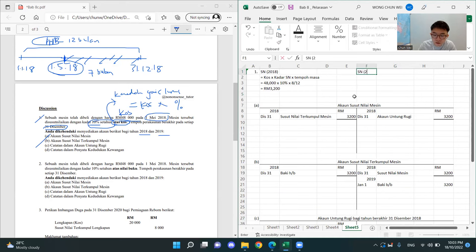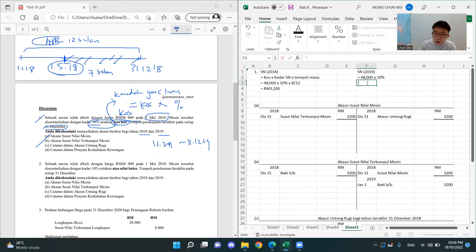So SNT for 2019. So same thing, we're using the same formula, the cost. So the cost is what? How much? 48,000. Because we're using kaedah garis lurus, right? So 48,000 times the 10%. But this time, do we still have to apportion it? Do we have to times the tempoh masa like 8 over 12 like that? No. Why? Because after 2018, from 2019, we're starting from 1st January 2019, we're using it sampai 31st December 2019, isn't it? So from 1st January till 31st December is how long? It's 1 year already. So 1 year means you either times satu, that's 1 year, or 1 year is over 12 over 12, is also one, or you don't want to write also can, because it's the same thing.